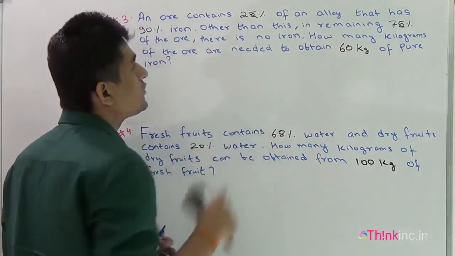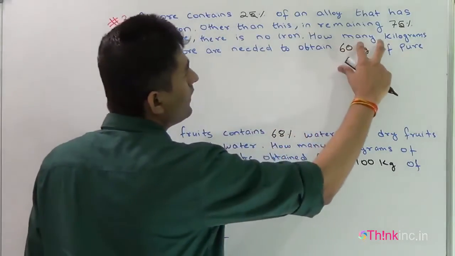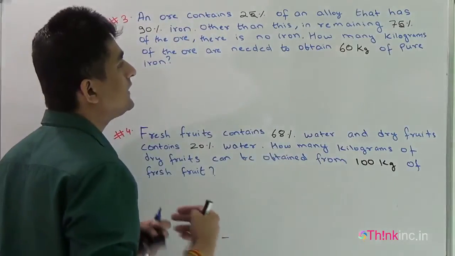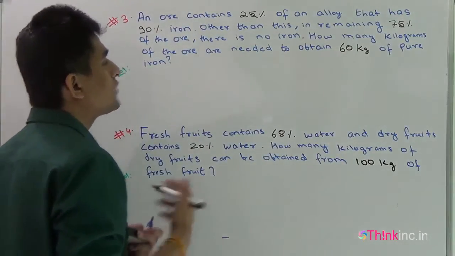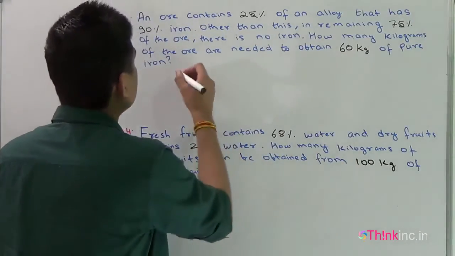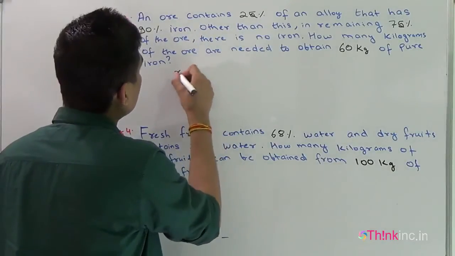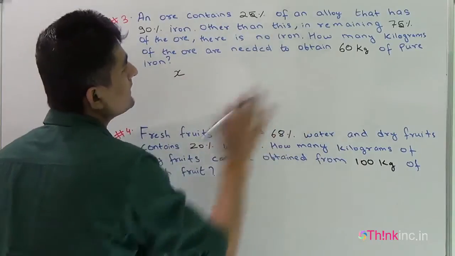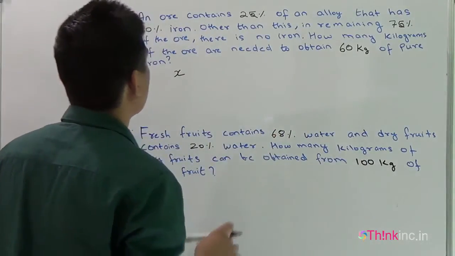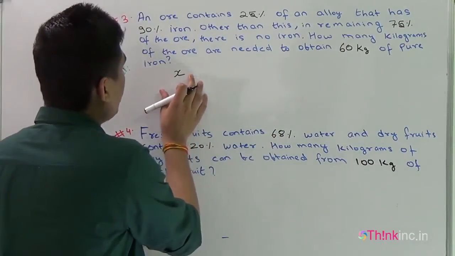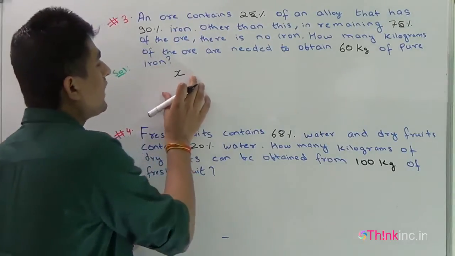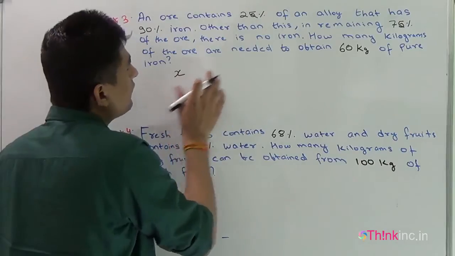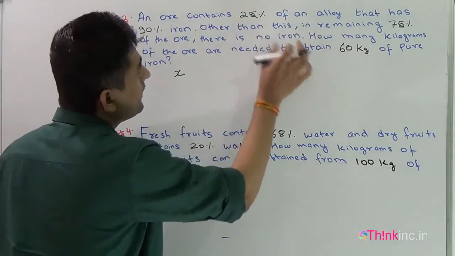First of all, assume that x kilograms of the ore are needed to obtain 60 kg of pure iron. Okay, assume this first. Let x kg of ore be needed to obtain 60 kg of pure iron. Then the ore is x kilograms. Now, in x kilograms of ore we know that 25% is an alloy.